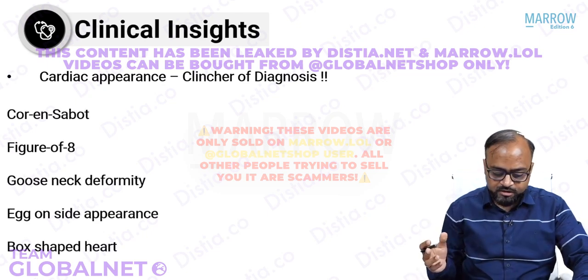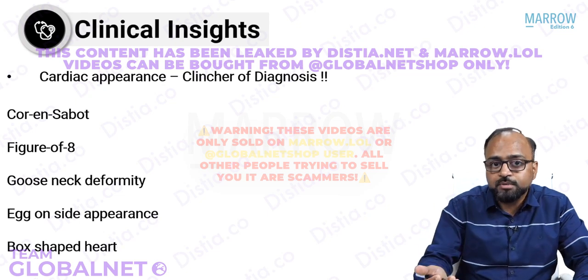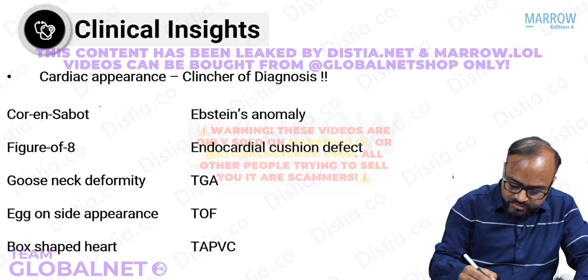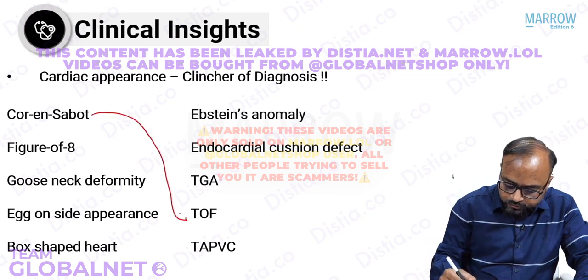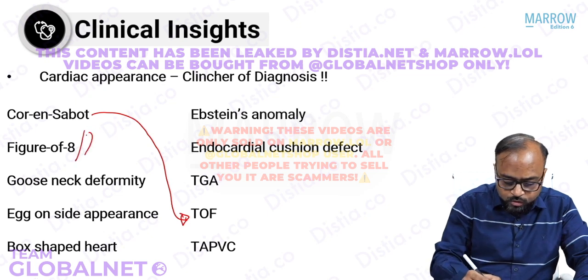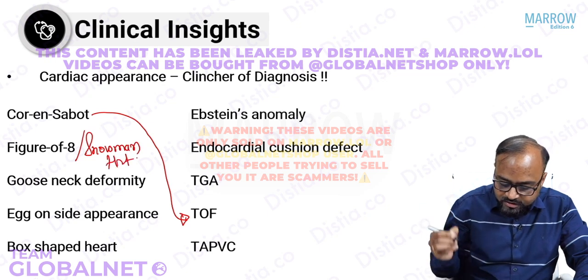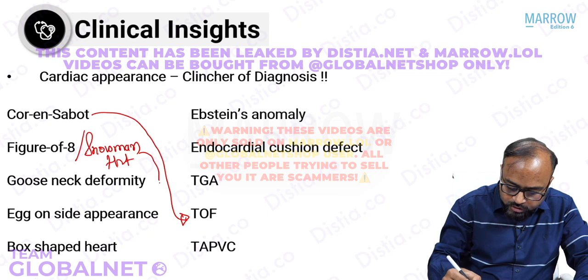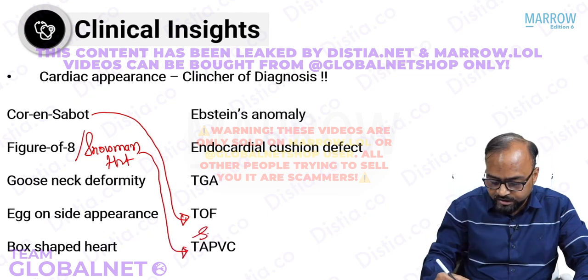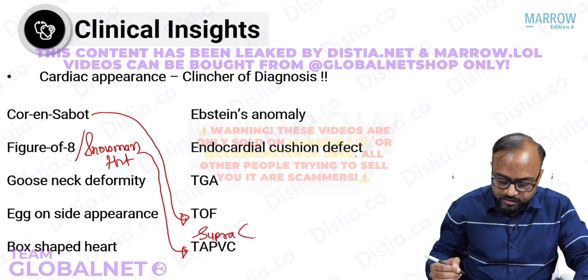What appearances are seen? So Cor en Sabot appearance or boot-shaped heart is seen in what? So boot-shaped heart is seen in TOF, tetralogy of Fallot, right? Figure of 8 heart or snowman's heart is basically seen in total anomalous pulmonary venous return, the supracardiac type, right?